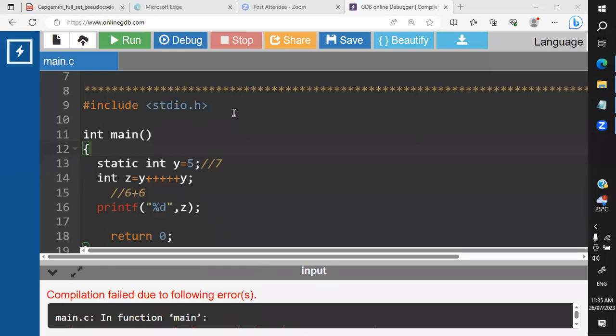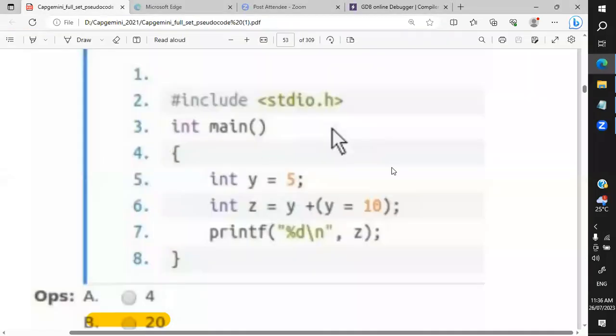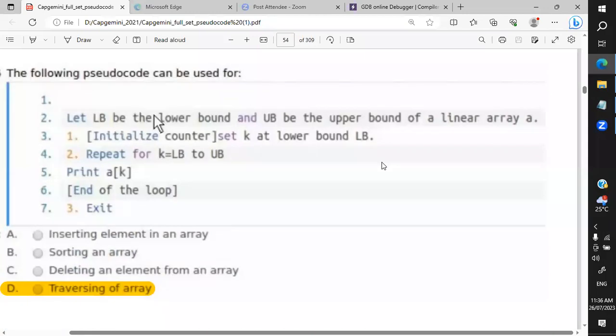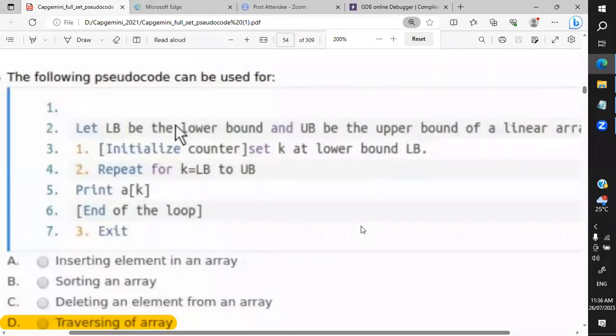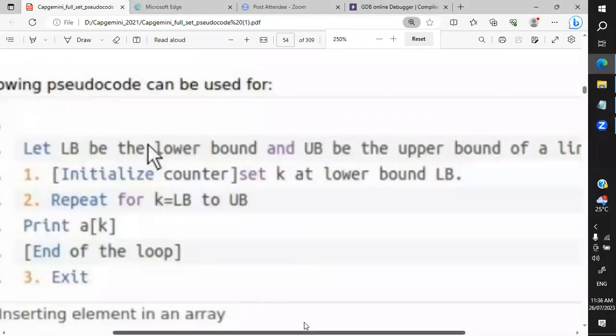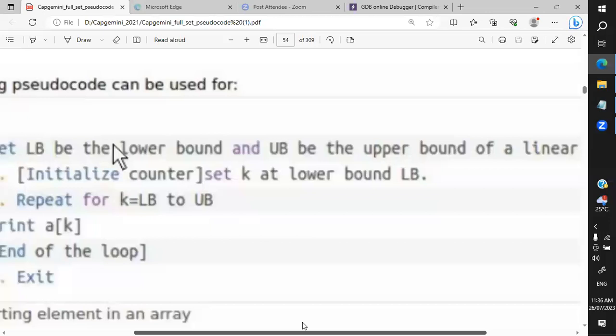Okay, going for the next one as of now. See this one, everyone. I hope everyone got it. Let's try this one. Just see this, everyone. See the question carefully and try to understand what it is doing.